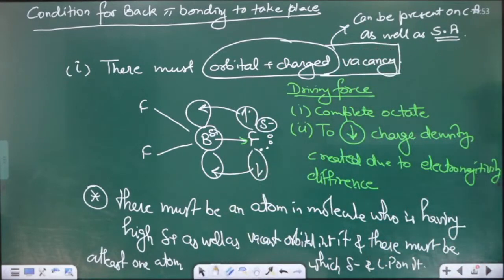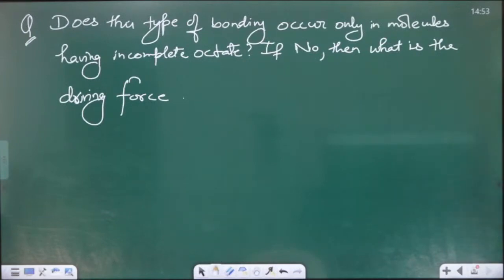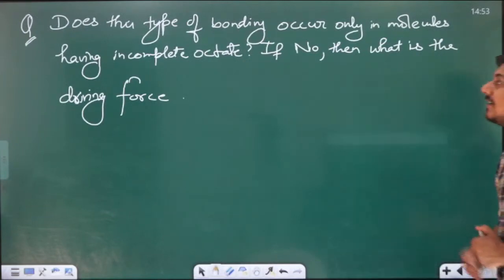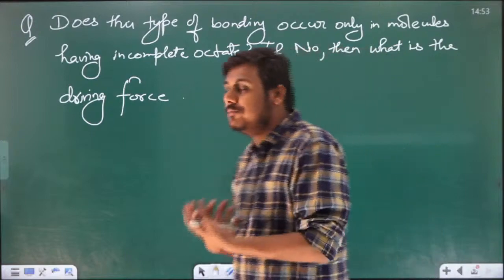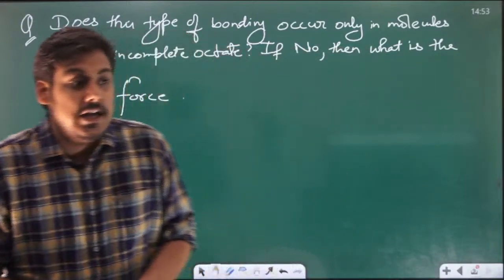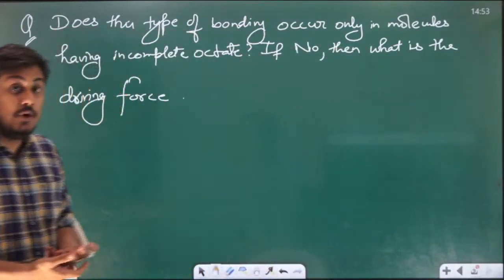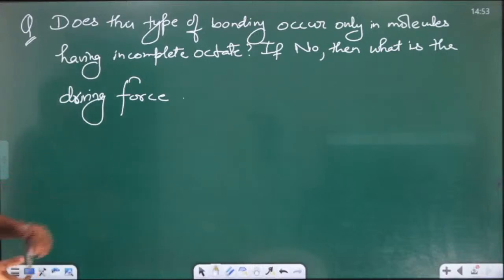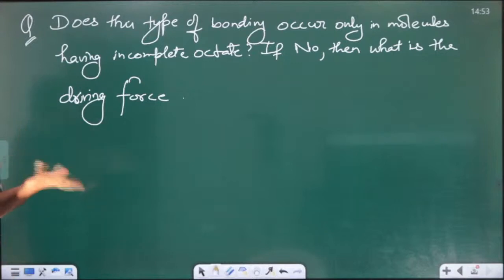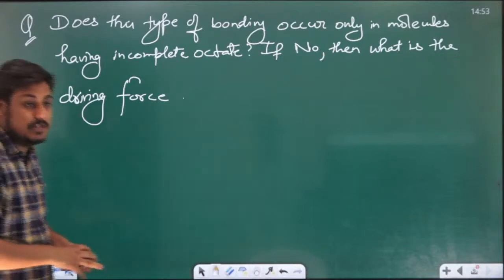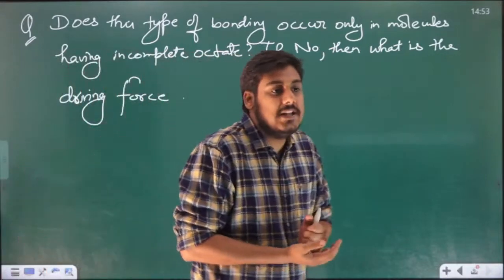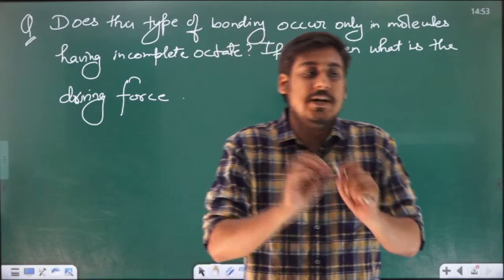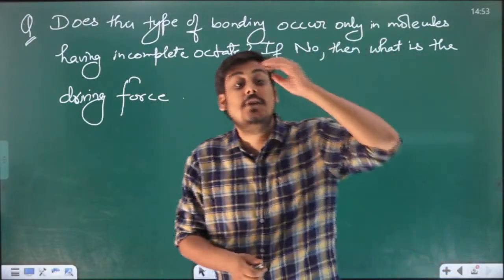Now the question arises from what we have learned so far. Does this type of bonding only occur in those molecules which have an incomplete octet? If no is your answer, then what is the driving force? You have to answer it. If yes is your answer, then no issues; you just know that there is no such bonding in other types of molecules. That may be right or you may be wrong, which I will tell you in a short while. Before that, please try to answer it. All 50 students must try to answer this.